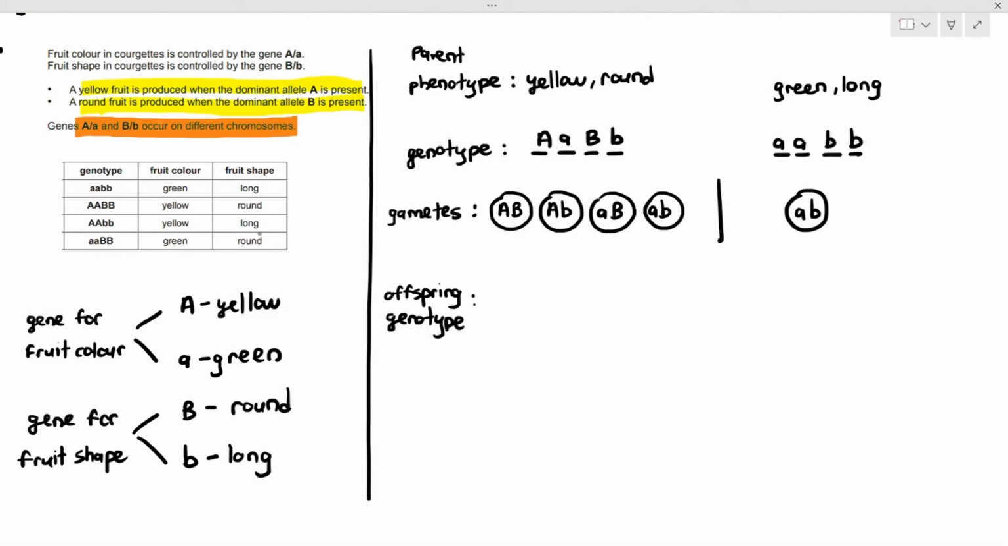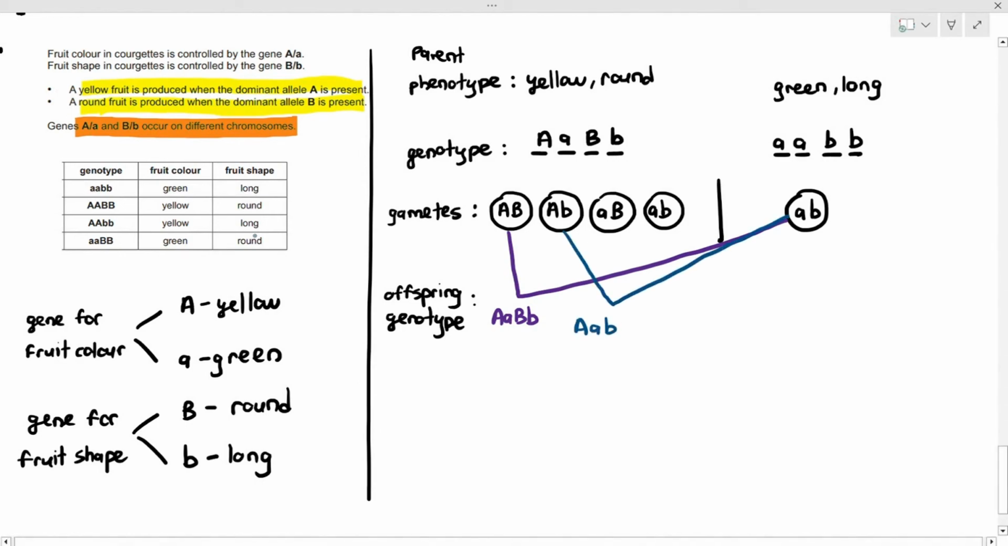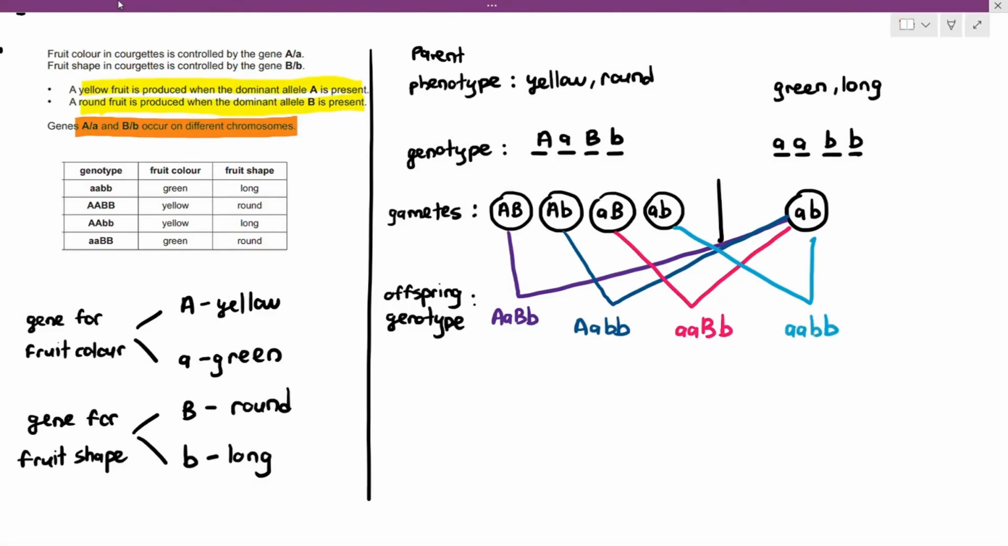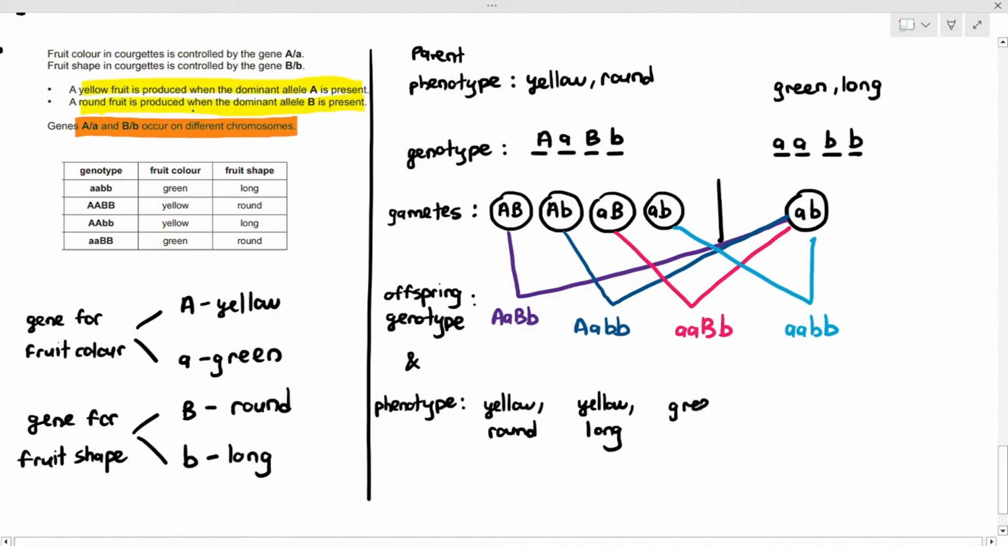So those gametes will fuse with each other and it becomes large A, large B, small b. Second one over here, putting it in a different color, large A, small b, small b. Third one over here, small a, large B, small b. Fourth one will be small a, small b, small b. And the phenotype, the first one has one large A and one large B, so it will be yellow round. Second one is large A only with no large B, it's only small b, it will be yellow long. Third one is only recessive allele for A, but it has one large B allele, green and round. And the fourth one is green and long.